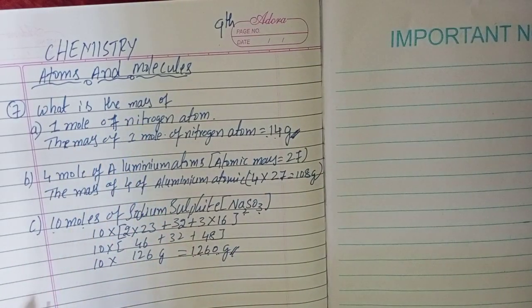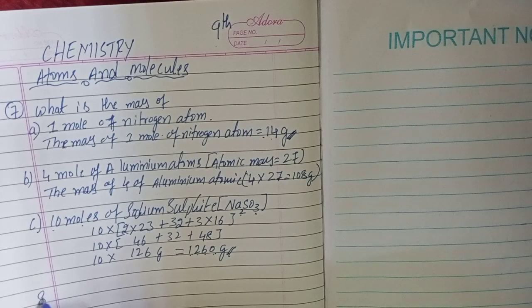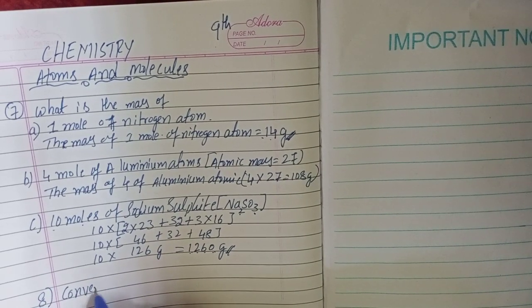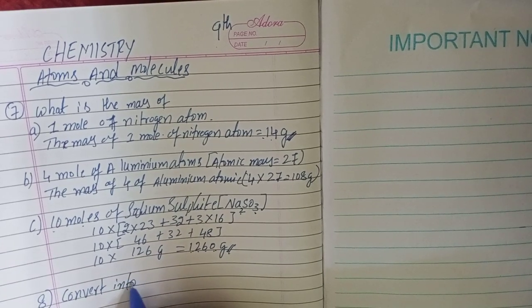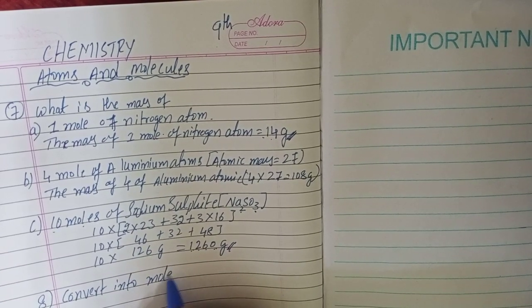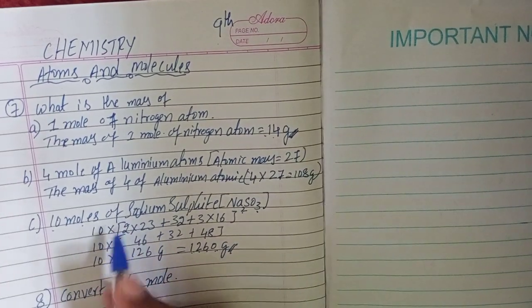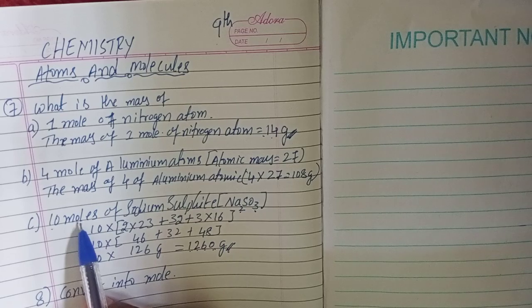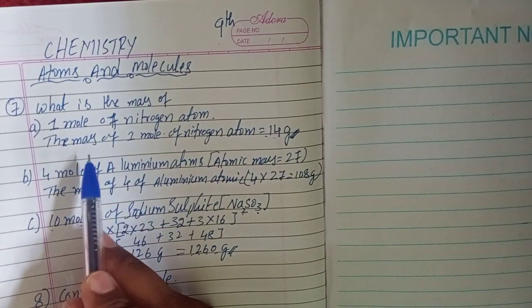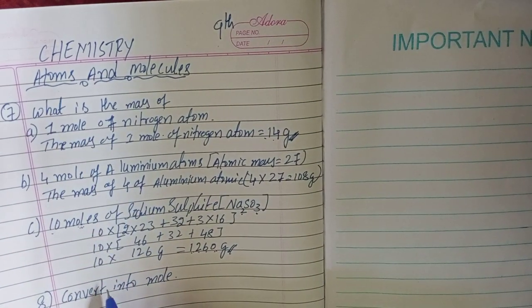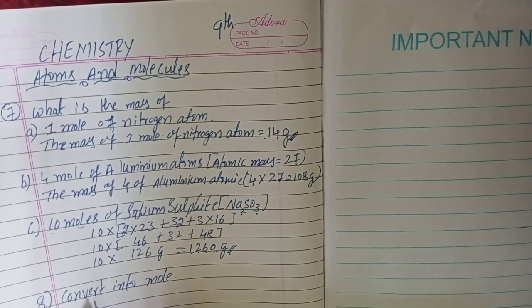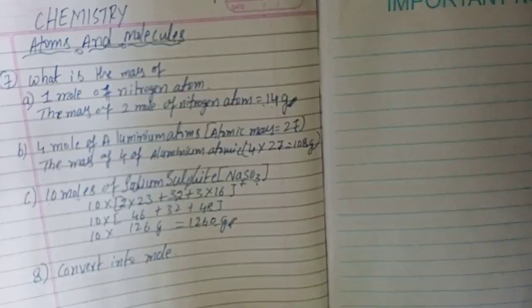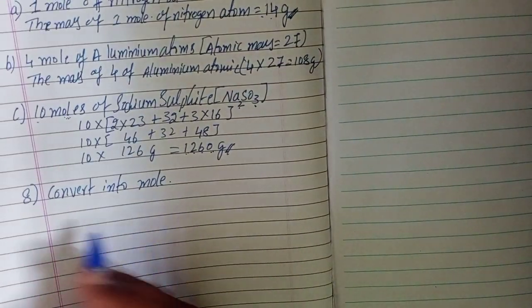Okay, let's go to the next question, that is 8. Convert into moles. In this seventh question, they gave moles, and from those moles you had to convert into mass. But in this one, they give the mass, and for that mass you have to convert into moles. So the eighth question is like this: convert into moles.